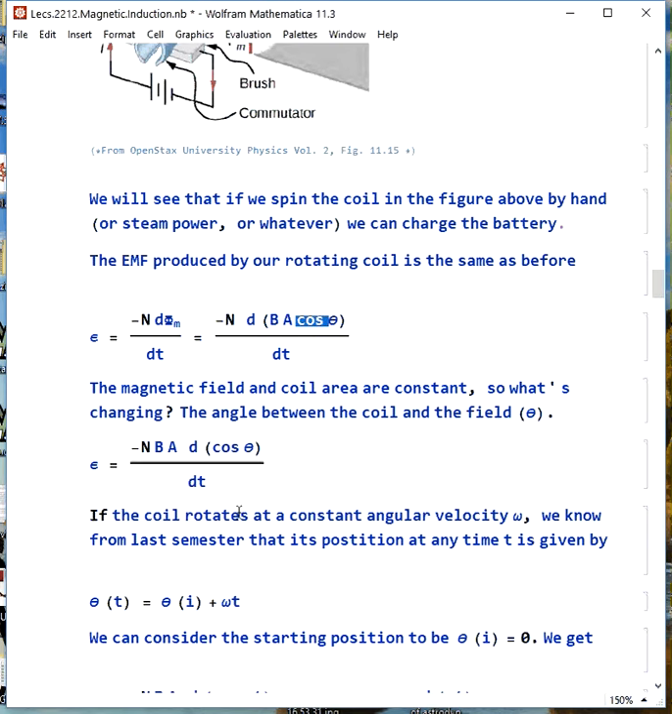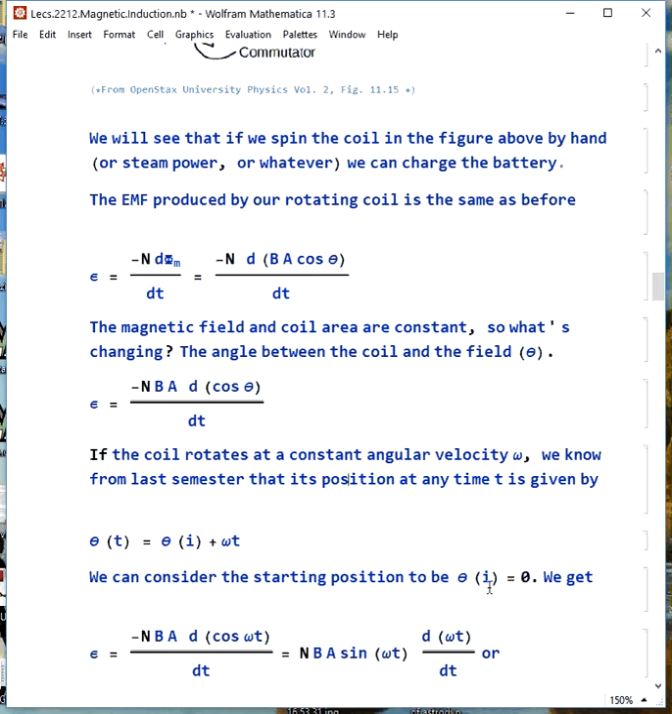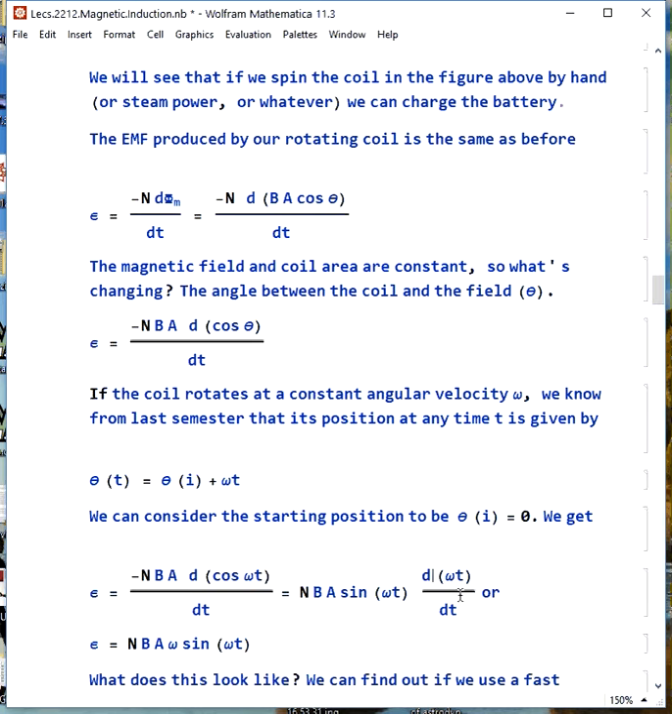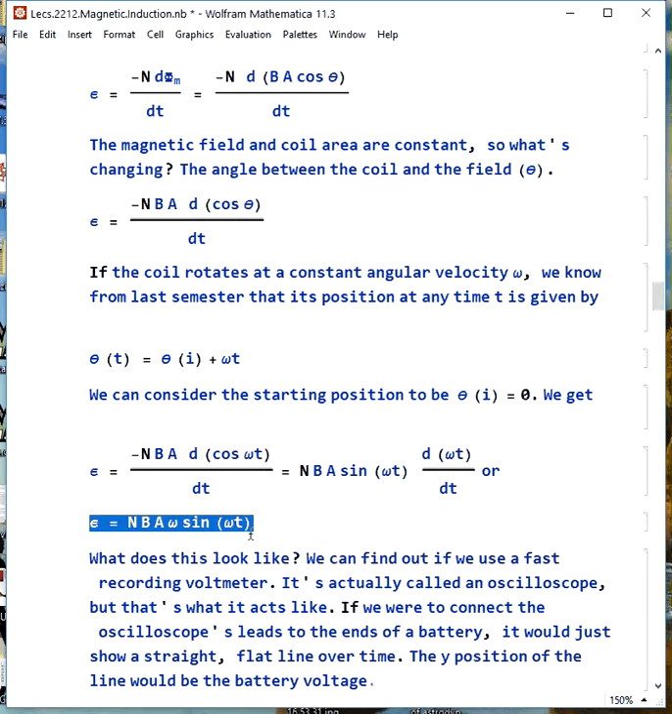If the coil is rotating at a constant angular velocity, omega, we know from last semester's angular mechanics that position at any time t is given by theta of t is theta initial plus omega t. We can assume we start at theta equals 0 just to make life easy. And now we have that the EMF is negative N B A d/dt of cosine omega t. This is not a hard calculus problem. We get N B A sine omega t, and d/dt of omega t, which is just omega. So our final answer, E equals N B A omega sine omega t.